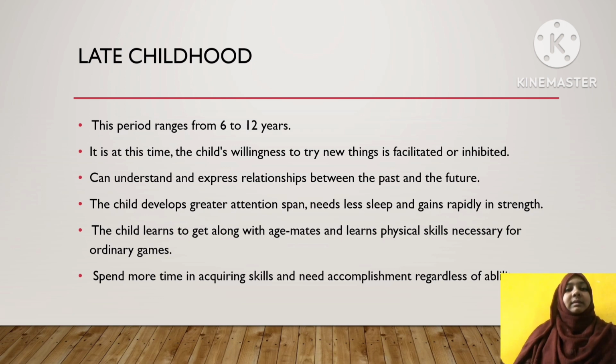Let's move on to later childhood. This period ranges from 6 to 12 years. At this time the child's willingness to try new things is inevitable. The child can understand and express the relationship between the past and the future. The child develops a greater attention span.